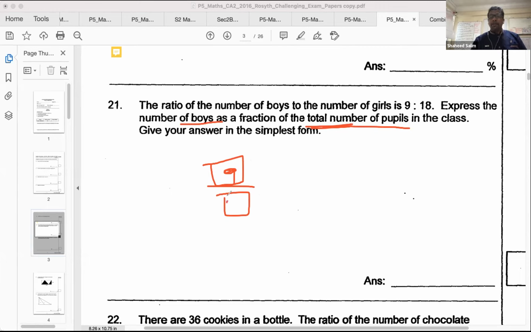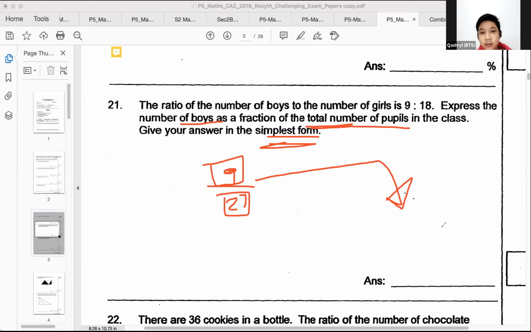You tell me an answer, you ask me to plus. Okay, 27. Is this the final answer? This is not the final answer because it's not in simplest form. Please, boys and girls, reduce it to simplest form and then you are able to get this answer. The answer is 3 out of 9. Then you can simplify again, 3 and 9, equals 1 out of 3. 1 out of 3, good.